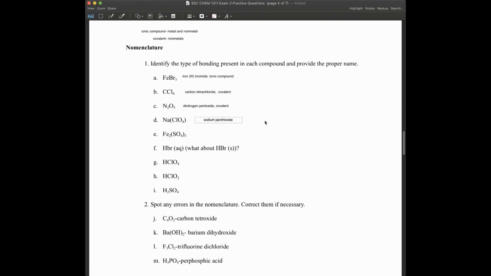And what kind of compound do you think it is? Ionic, yeah. And why is it ionic? Yeah, metal and nonmetal, perfect. So the ClO4 has a minus charge on it, right? And the sodium has a plus charge when you break it up into its constituent ions. Because they have to transfer electrons, that's why it's going to be an ionic compound.